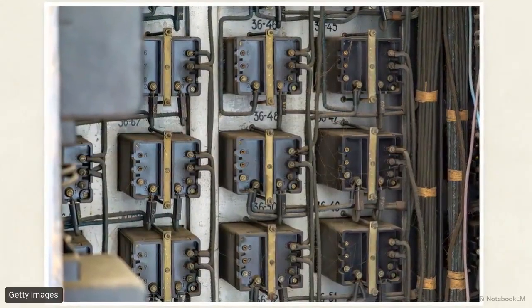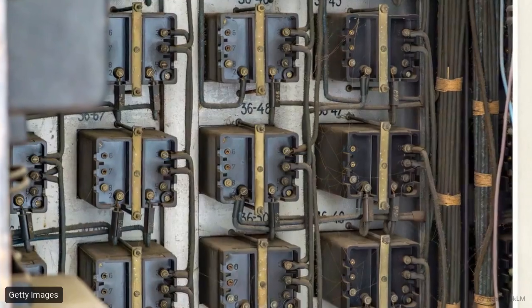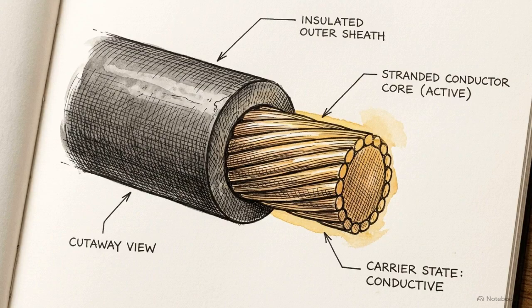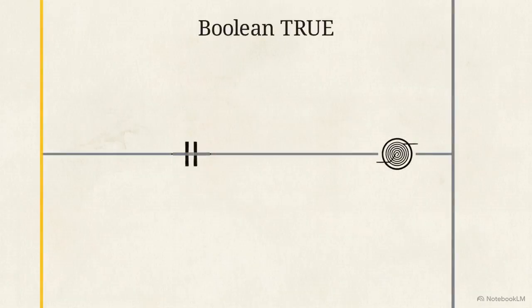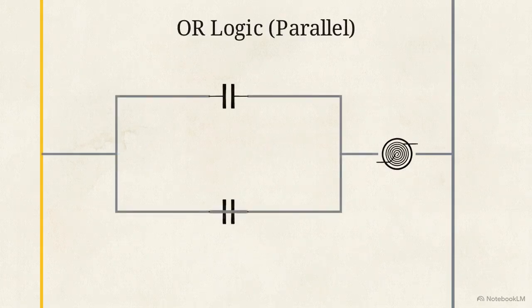The physical bedrock of industrial control is the electromechanical relay, which uses a magnetic coil to actuate switch contacts. Relay ladder logic uses electrical potential as the carrier for logic states. In these circuits, voltage moving through a wire represents a Boolean true condition. Wiring switches in series creates an AND logic function. Electrical potential only reaches the output if every switch is closed. Placing those same switches in parallel creates an OR function. Potential passes to the output if any single branch is closed.